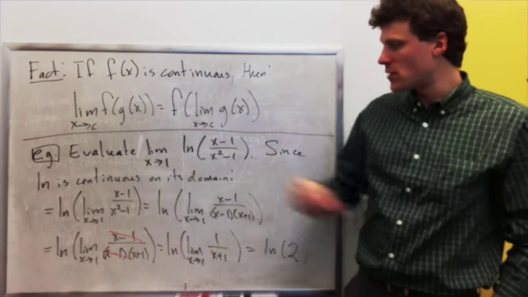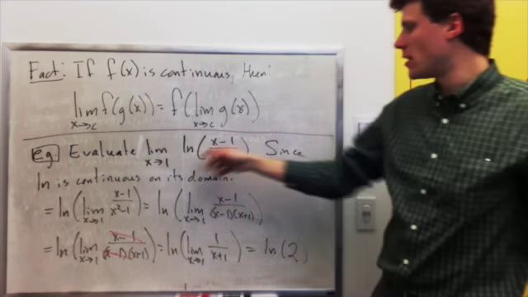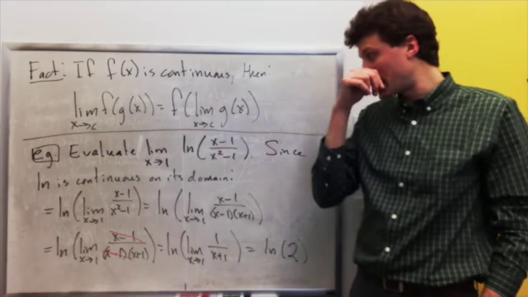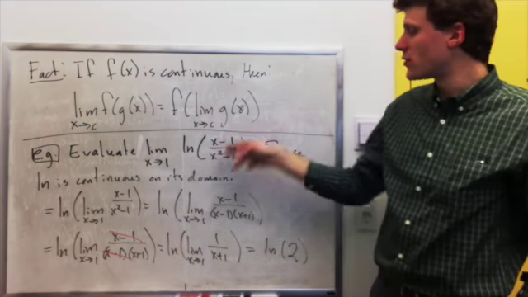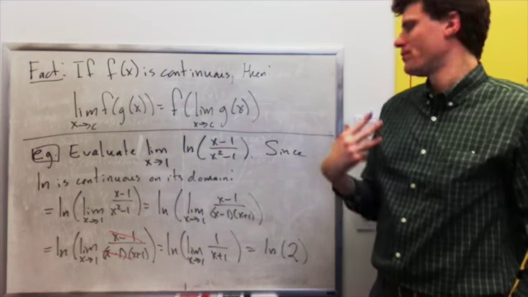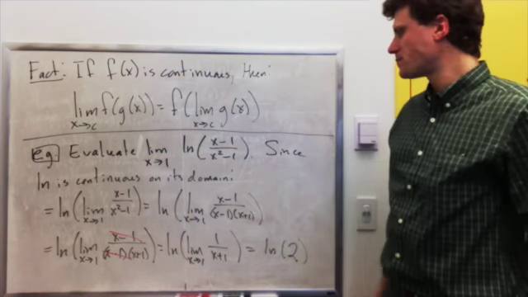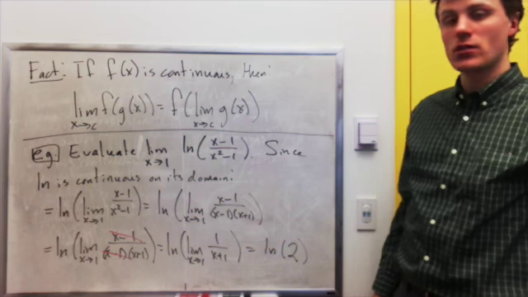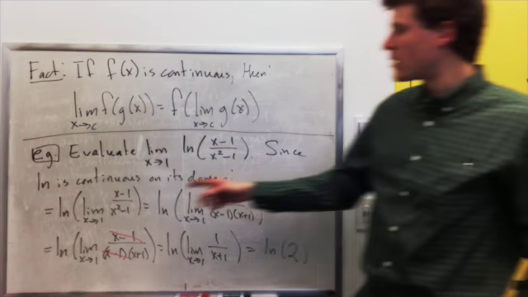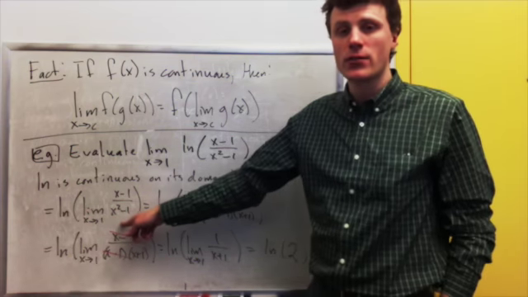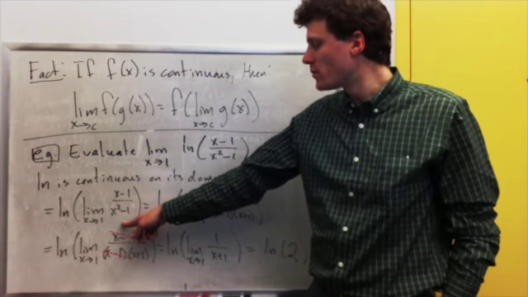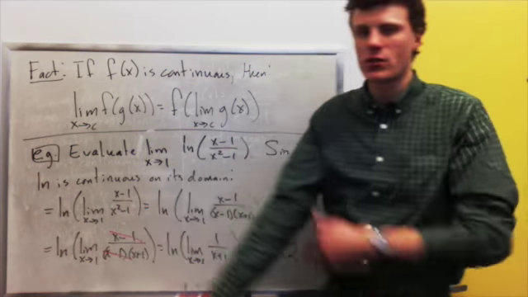For example, let's evaluate the limit as x approaches 1 of log of (x minus 1 over x squared minus 1). The problem here is if I were just plugging in 1, I would get 0 over 0 on the inside. I can't do that. Now, since log is continuous wherever it's defined, I can actually bring the log outside of the limit, as I do here, and just evaluate the limit as x goes to 1 of x minus 1 over x squared minus 1.